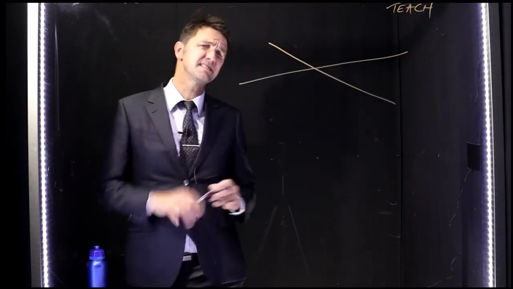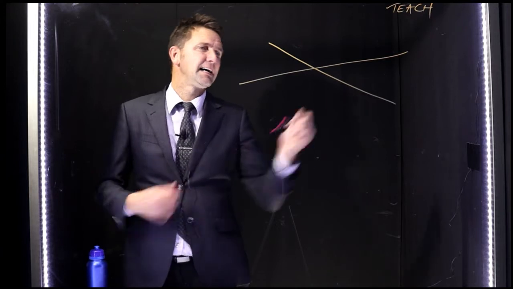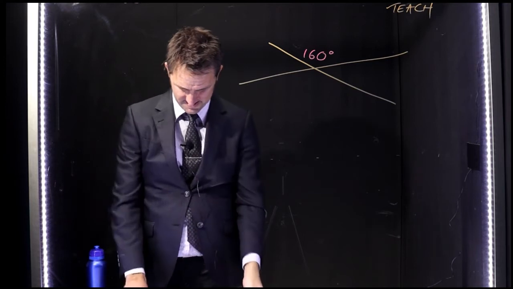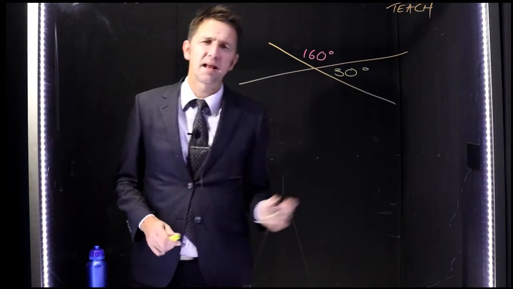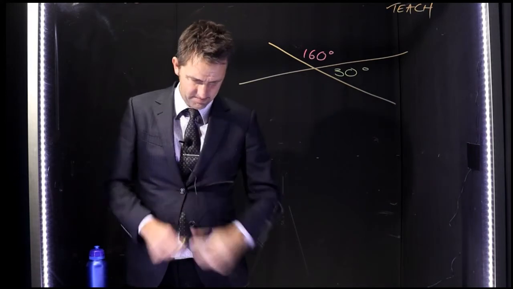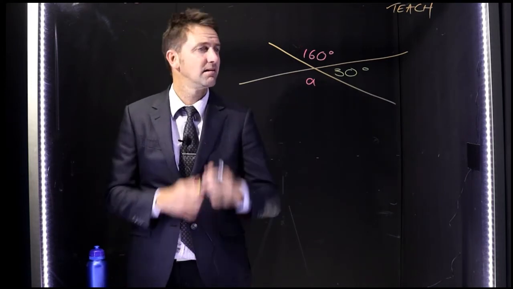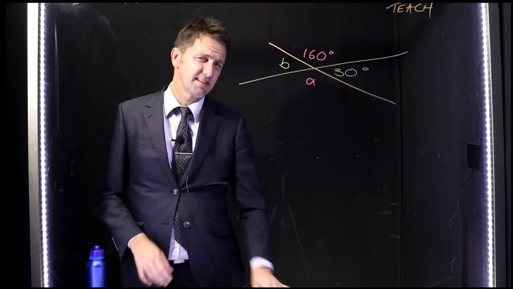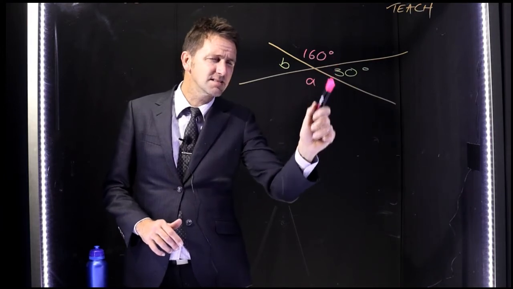Hey look, let's do one together. Let's say that this angle here is, let's say this one's 160 degrees. And let's say this angle here is 30 degrees. How can we work out what angle A is and what angle B is? Can you work it out? If you know that these are equal and opposite angles?